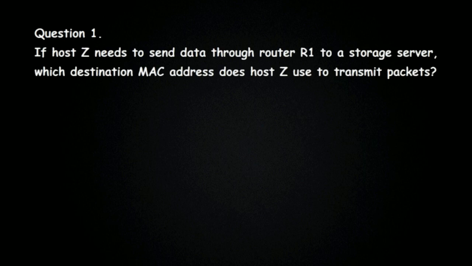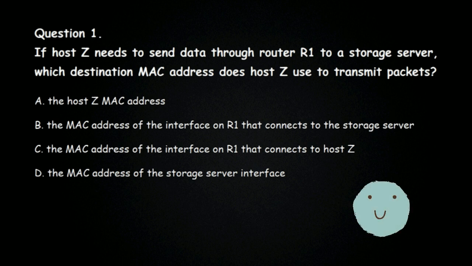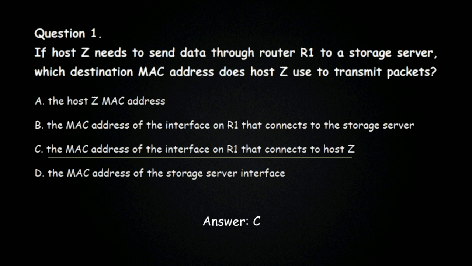Question 1. If host Z needs to send data through router R1 to a storage server, which destination MAC address does host Z use to transmit packets? Options. Answer is C. The MAC address of the interface on R1 that connects to host Z.